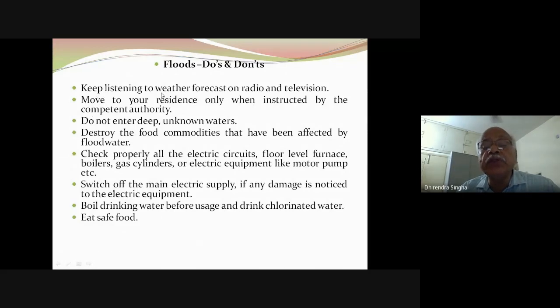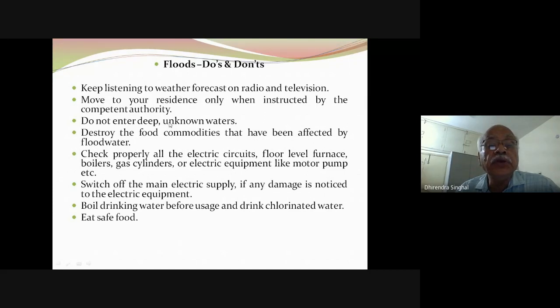Keep listening to the weather forecast on radio and television. Move to your residence only when instructed by the competent authority. That happened very much this time. In Delhi, when everything was flooded and the water level started to decrease, people started going back. But the minister said, wait for now, it may rise further. That's why move to your residence only when instructed by the competent authority.